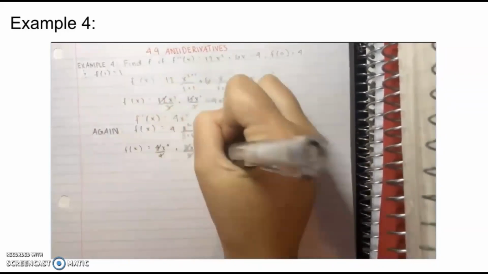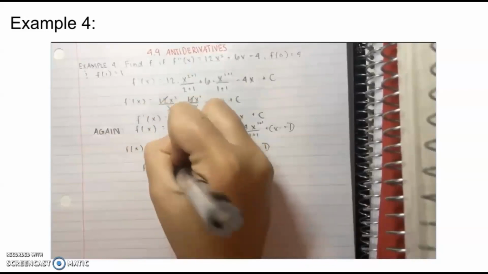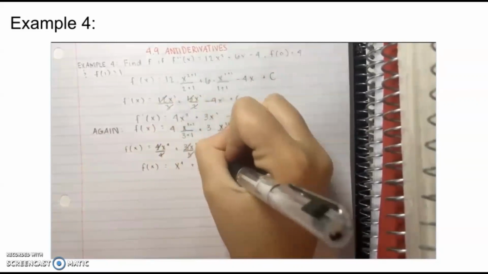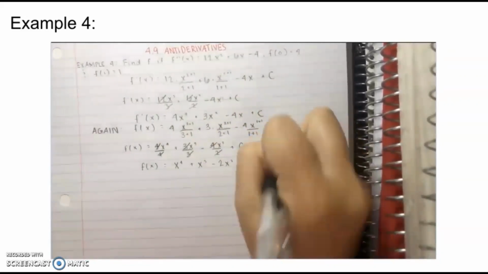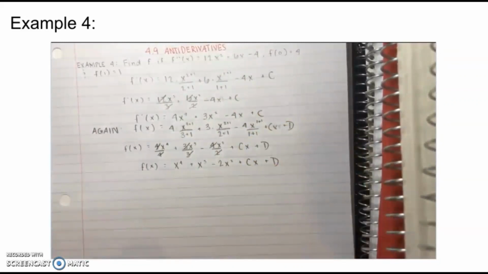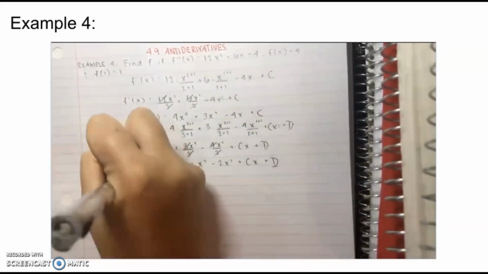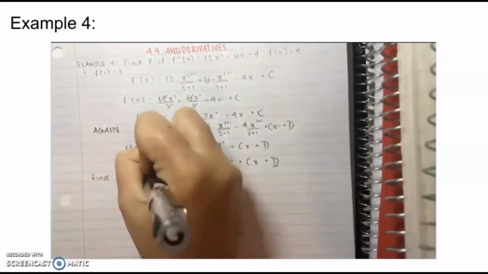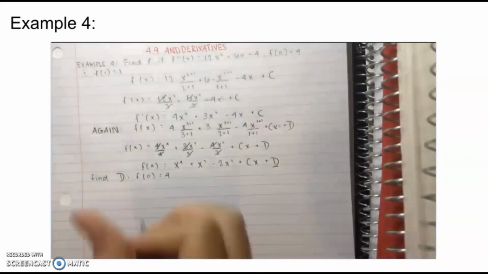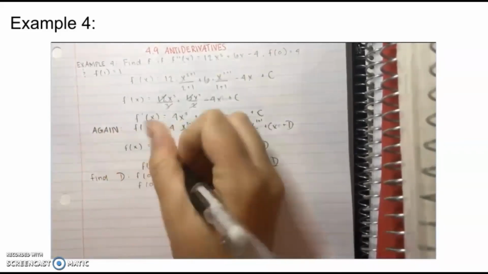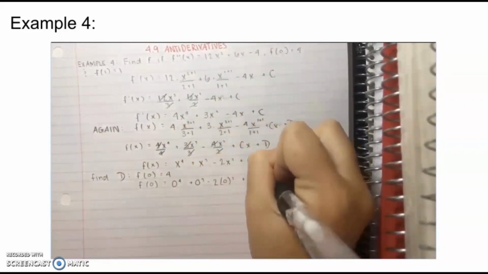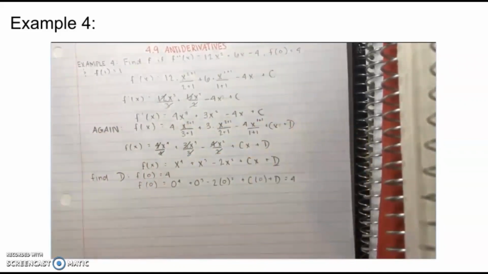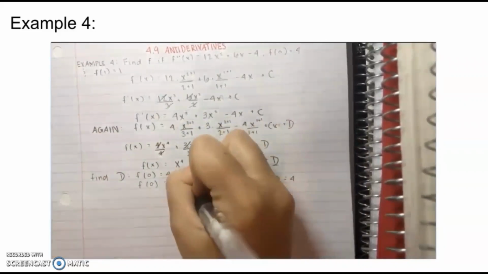Now we can cancel these and simplify it, another cleanup, which will get x to the 4th plus x cubed minus 2x squared plus cx plus d. Now we can find d first because we're going to want to find the constant first. So to find d, we're going to do f of 0 equals 4, using the first one that we were given. So f of 0 equals 0 to the 4th plus 0 to the 3rd minus 2 times 0 squared plus c times 0 plus d equals 4. When we do that, obviously we get 0, 0, 0, 0, which means d equals 4.